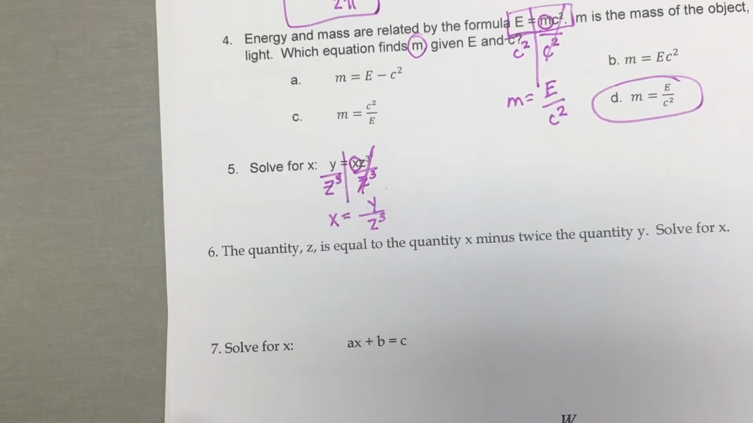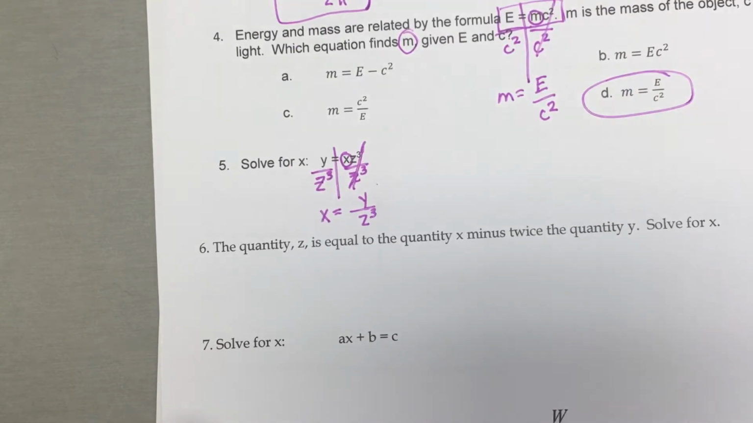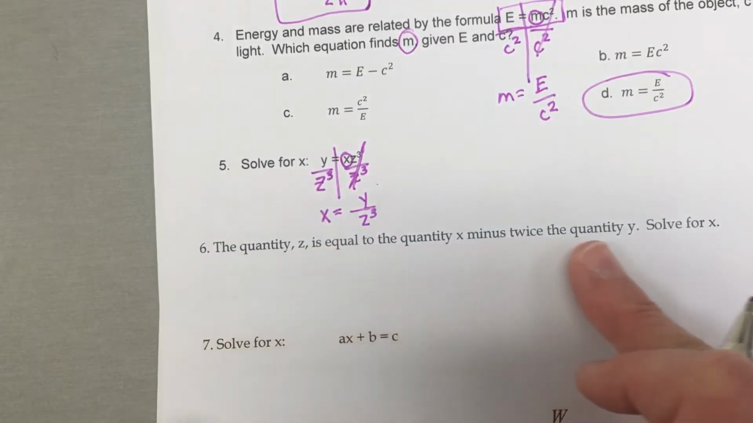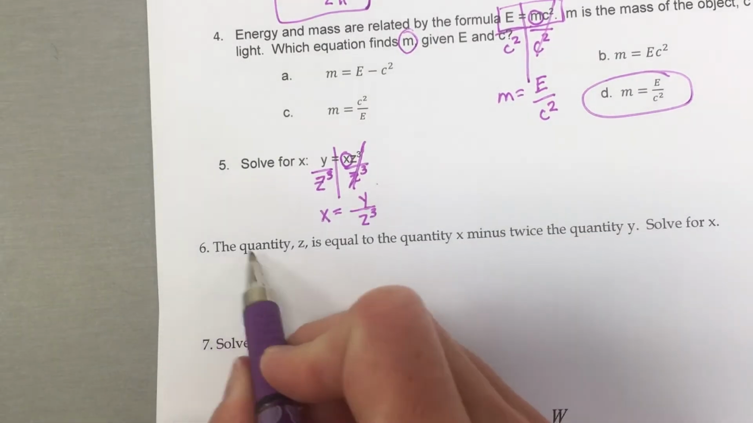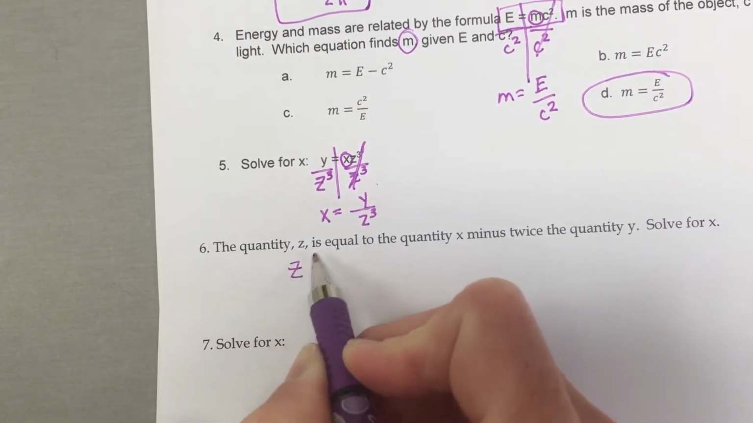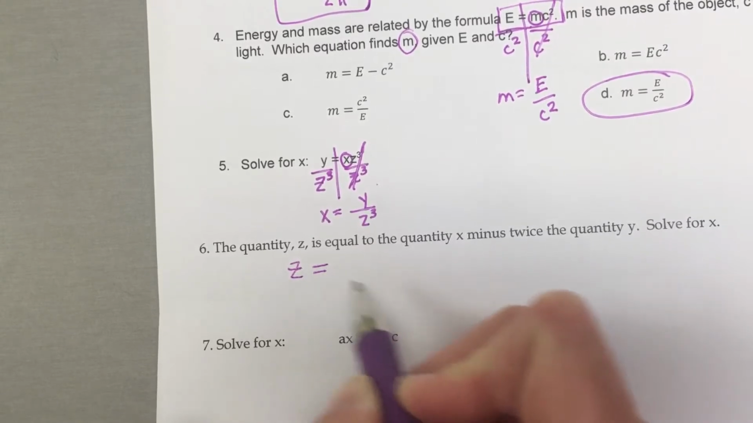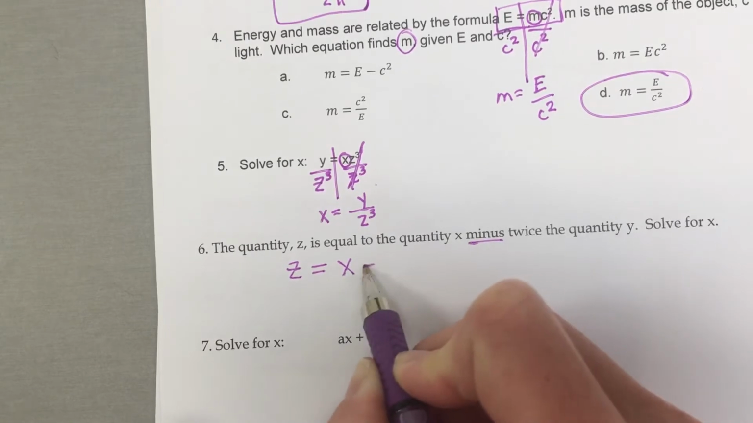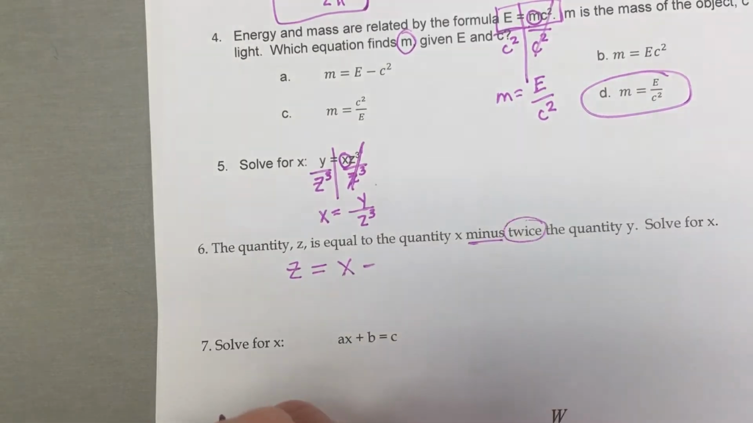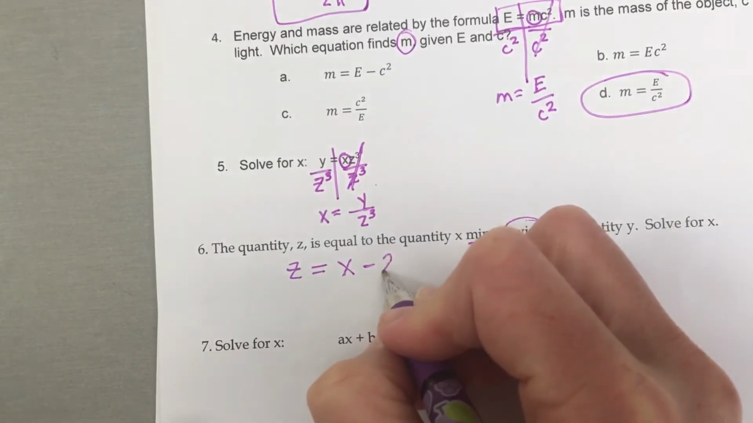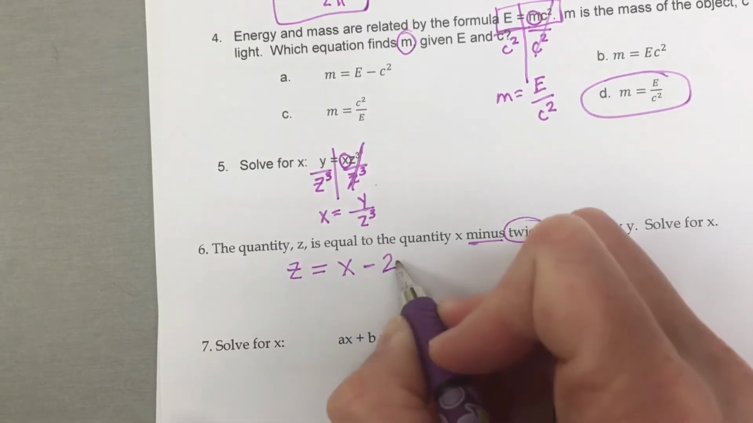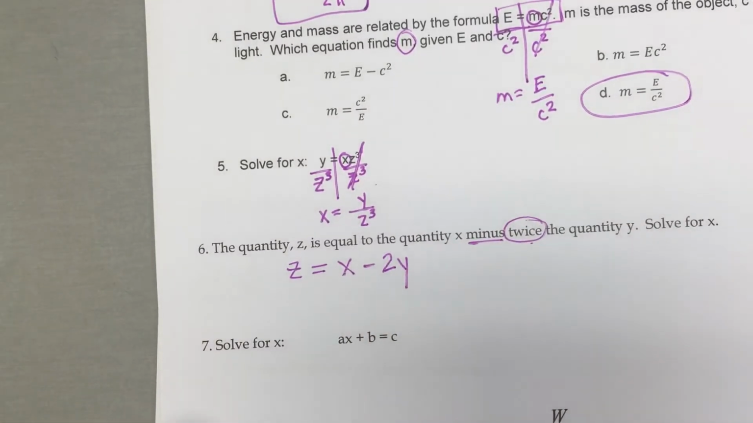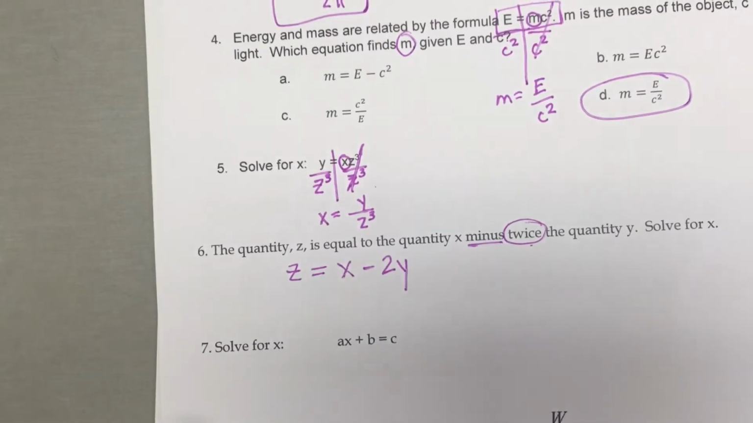All right, number 6. The quantity z is equal to the quantity x minus twice the quantity y. Solve for x. Well, I don't see any equation in here, so I'm going to have to write my own. The quantity z is equal to the quantity x minus twice. What does it mean to have twice something? It means 2 times that. Twice the quantity y, so 2 times y. Then it says to solve for x.